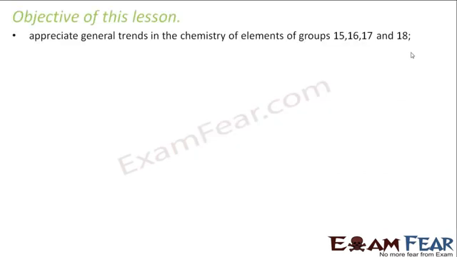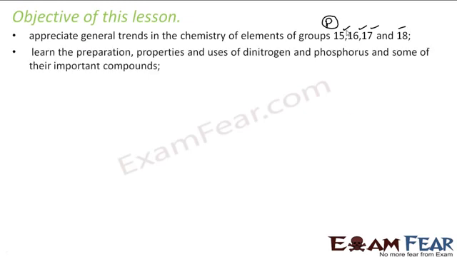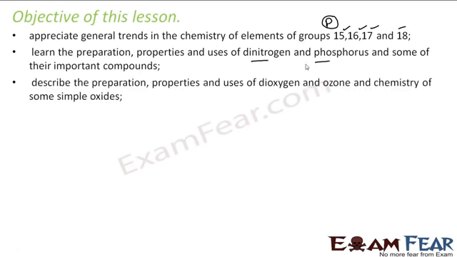The objective of this lesson is to appreciate the general trends in the chemistry of elements of groups 15, 16 and 17. So we'll study P block elements. In P block elements we'll be studying groups 15, 16, 17 and 18. Groups 13 and 14 we have already studied in the previous class. We'll learn how to prepare dinitrogen and phosphorus and also some properties of important compounds.